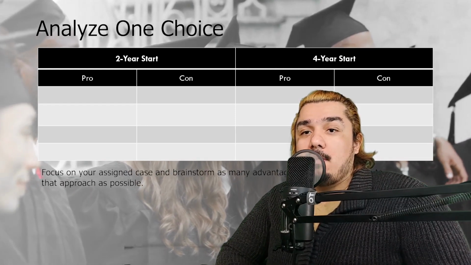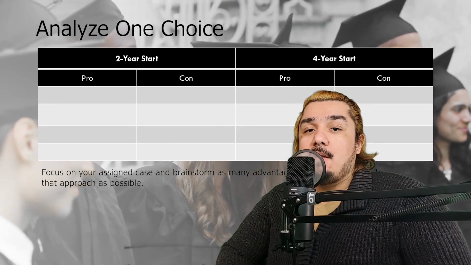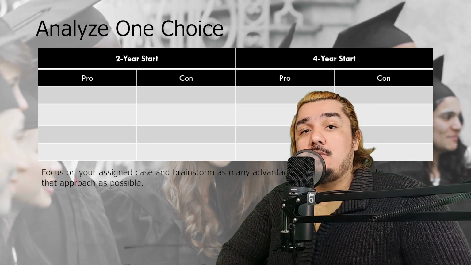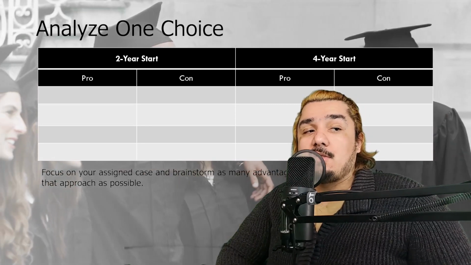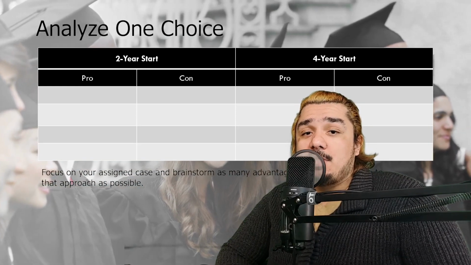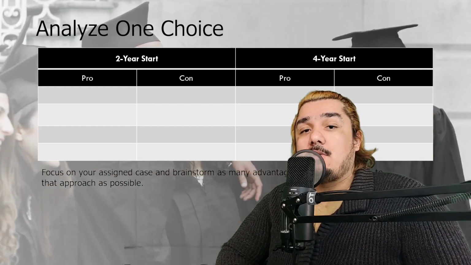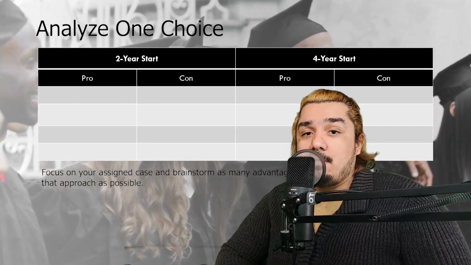At this point, you and your partner should be able to know which sides of the debate you'll be writing, whether it's the 2-year case or the 4-year case. You should focus on your assigned case and brainstorm as many advantages and disadvantages as possible. In a moment, we're going to shift gears, so if you're still working on this, you should pause the video now and come back when you're done.